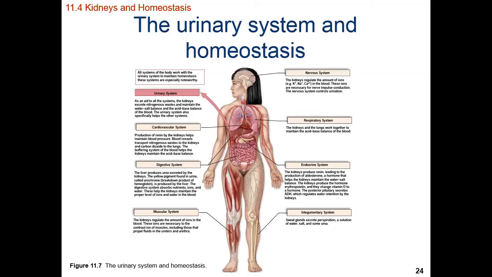Our urinary system produces renin, which is a hormone, a component of the endocrine system, and it also produces EPO, erythropoietin, which is another hormone. And our urinary system can change vitamin D into a hormone and help process that hormone and send it to the rest of our body.